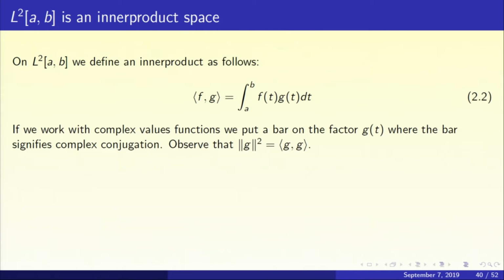What is the inner product of g with itself? The inner product of g with itself is the integral from a to b of g times g bar dt, or g squared dt if we work with real functions. In other words, norm g squared is exactly the integral from a to b of mod g(t) squared dt, which is nothing but the inner product of g with itself.